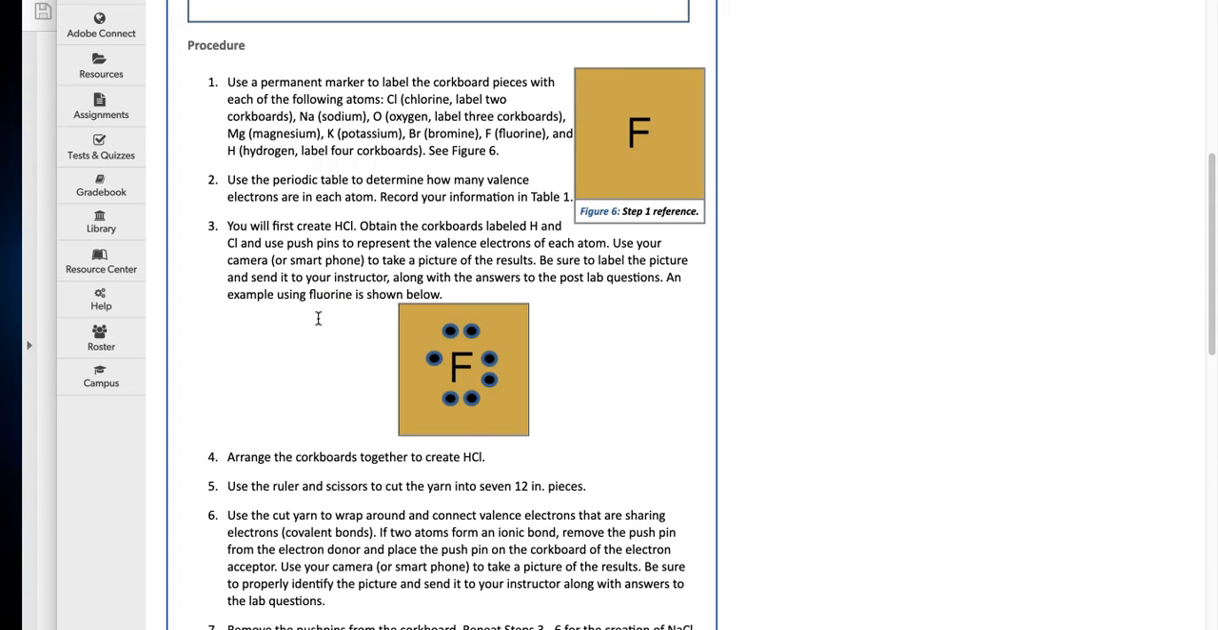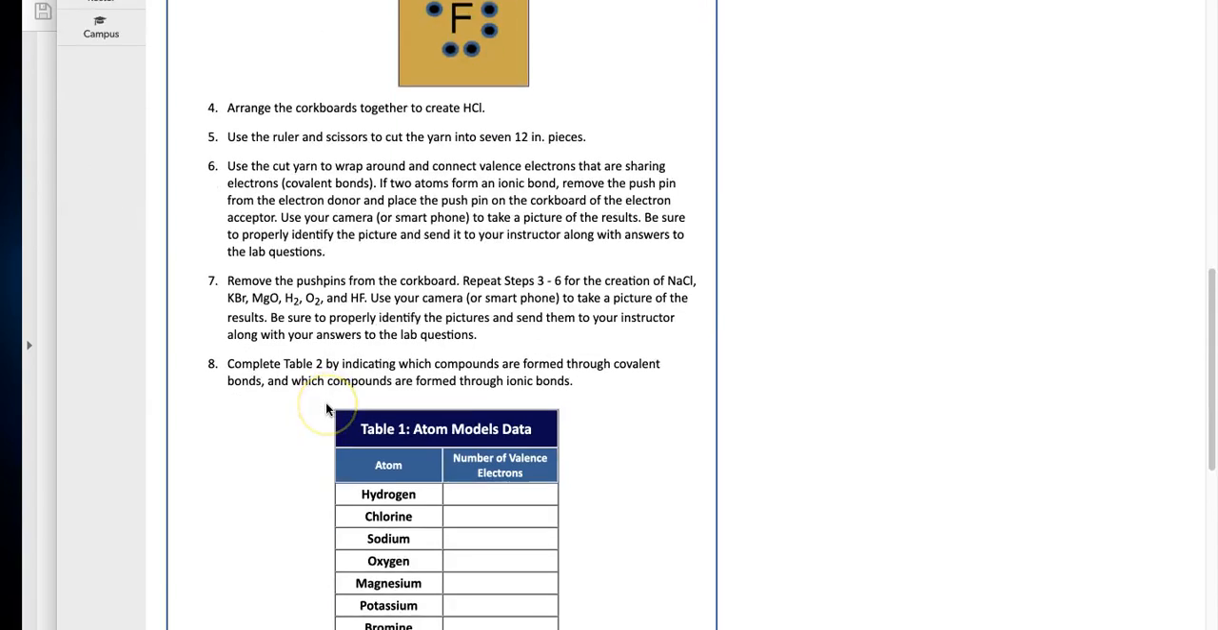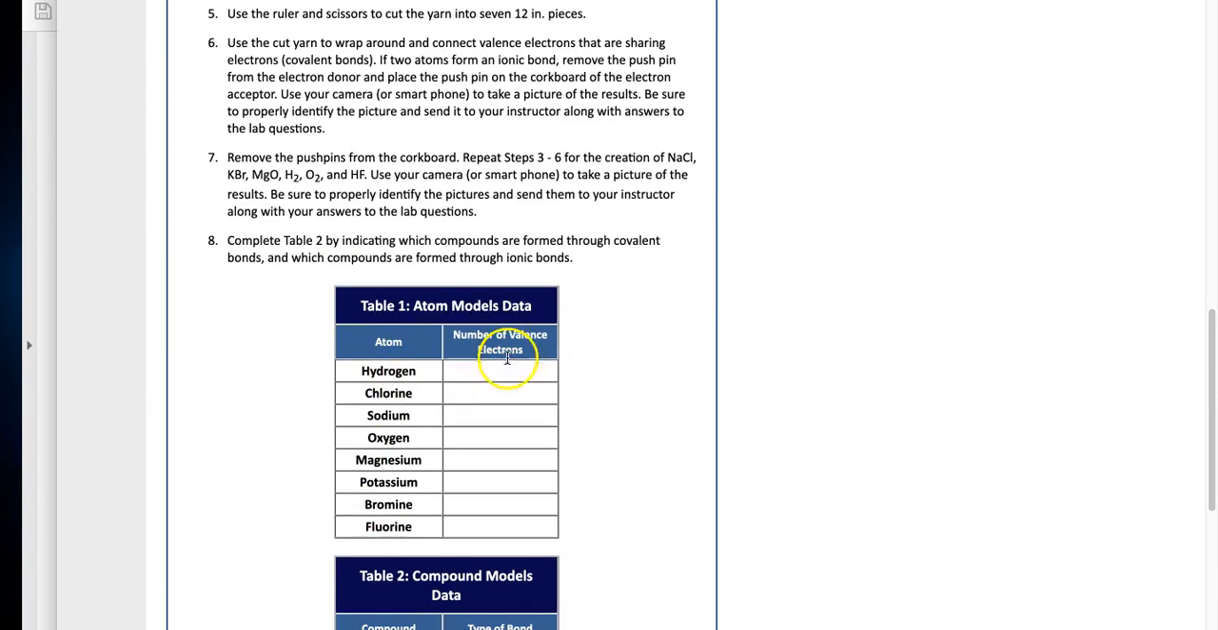Then you're going to use your periodic table and what we've already learned about valence electrons from your post. It looks like you got in the discussion forum, looks like you've got a pretty good handle on that. Record how many valence electrons each atom has. And there's a table right here that you can record in. You're not actually going to submit this. Again, I'll show you that in a second when we get to the tests and quizzes area. But you're going to need this for what you're going to do next.